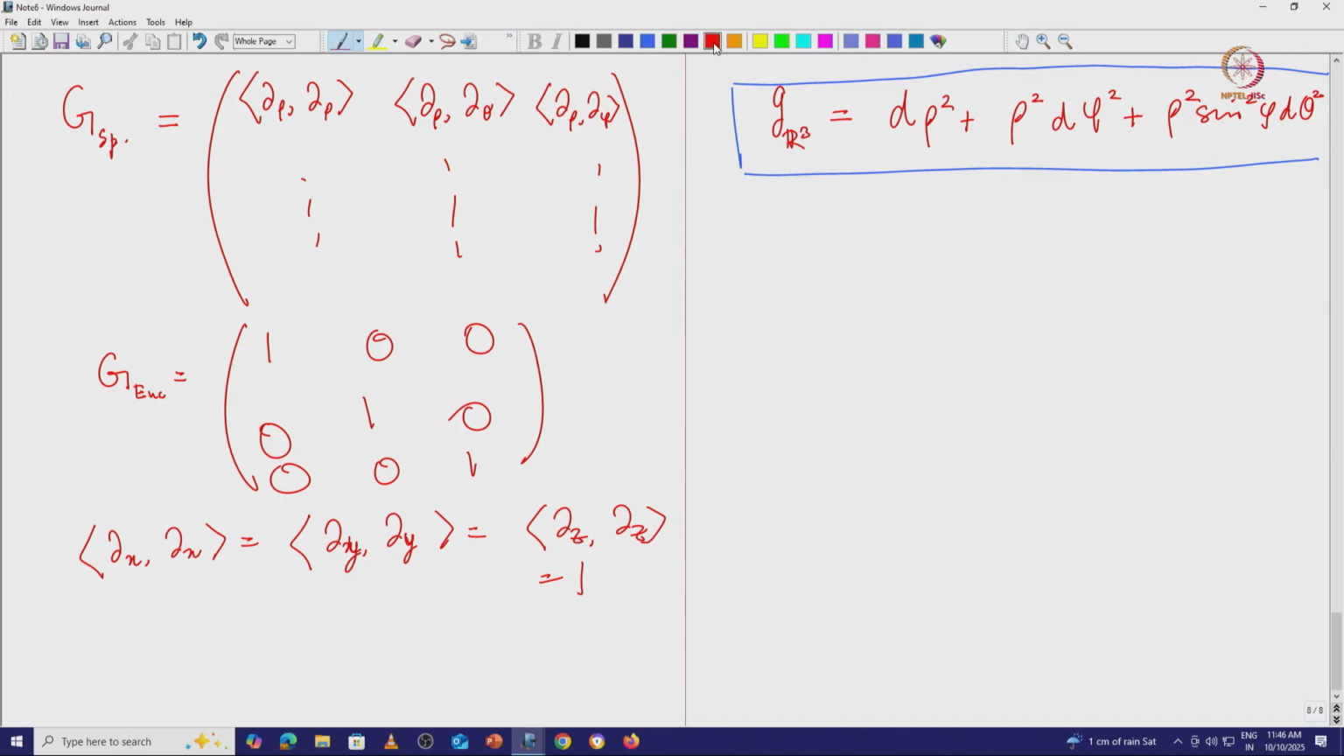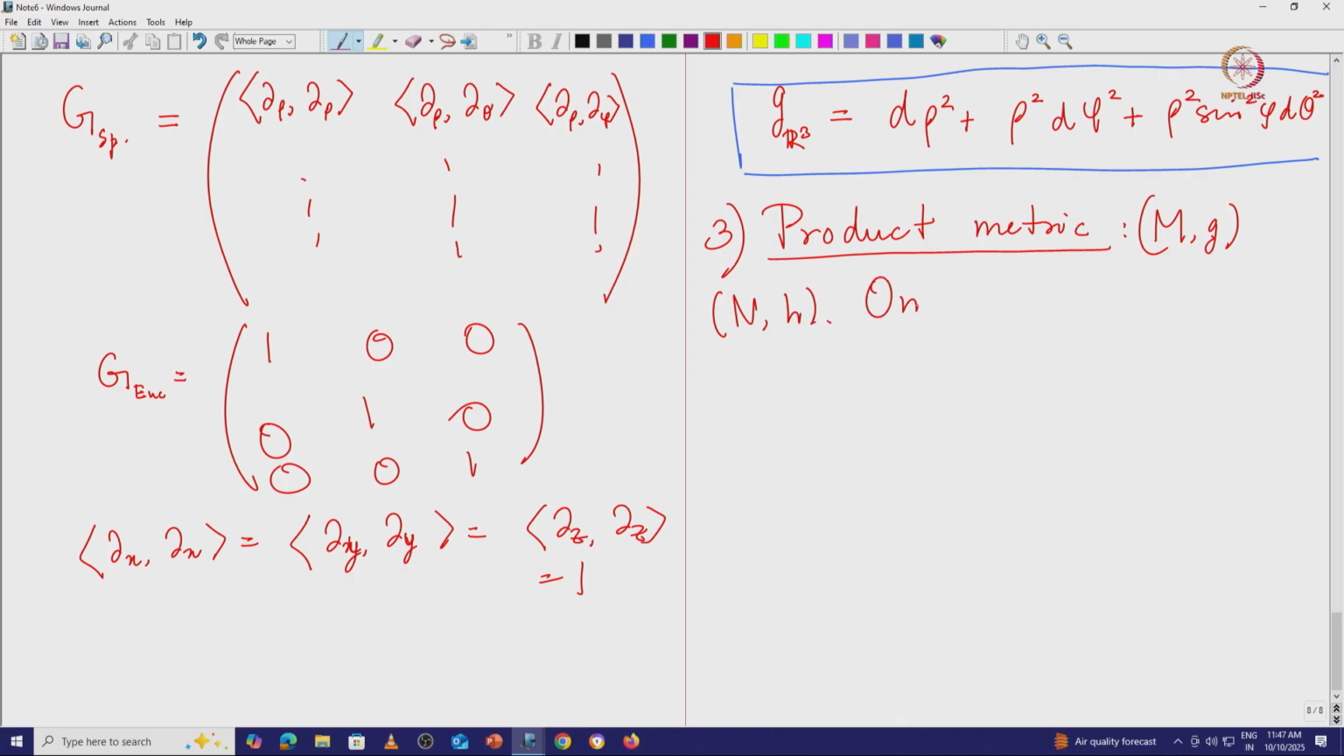Alright, maybe I'll do another example and then state a general fact. So one can also write down a product metric. So suppose you have two Riemannian manifolds (M, g) and (N, h). Then on the product M cross N, which is a smooth manifold again, one can define the product Riemannian metric in the following way.